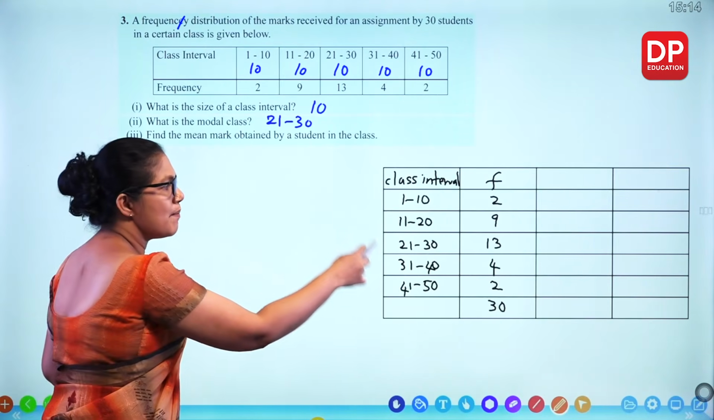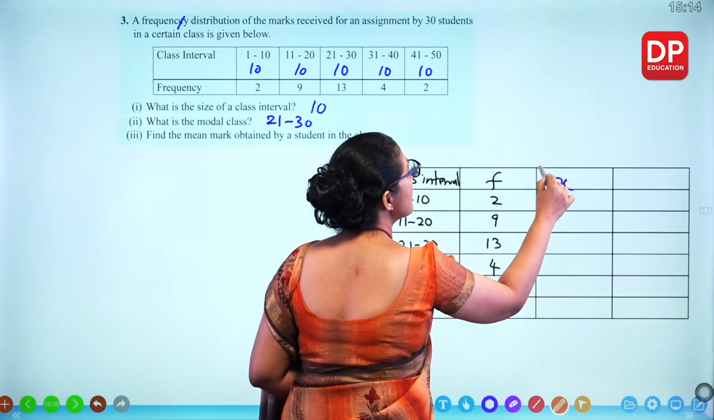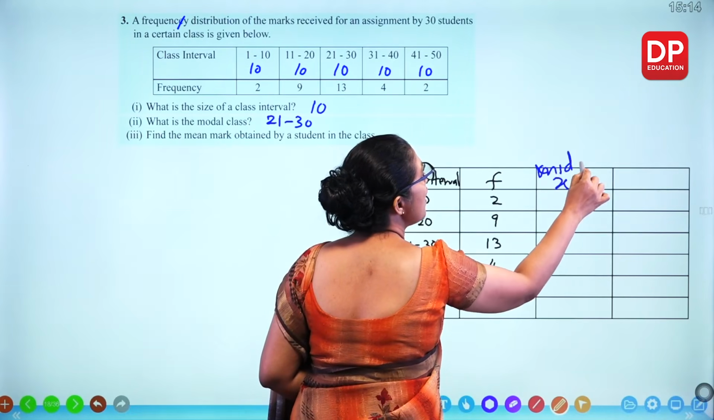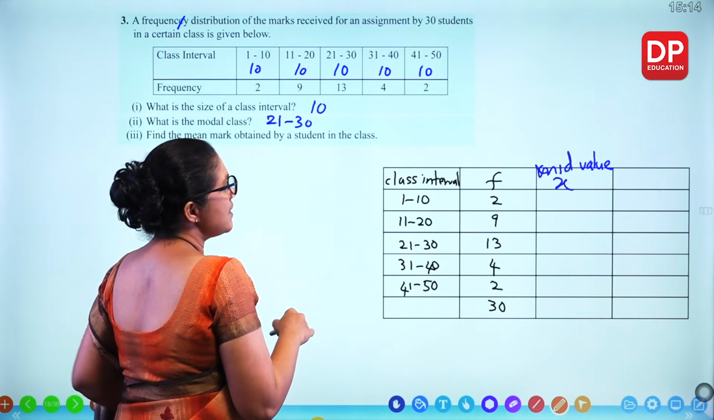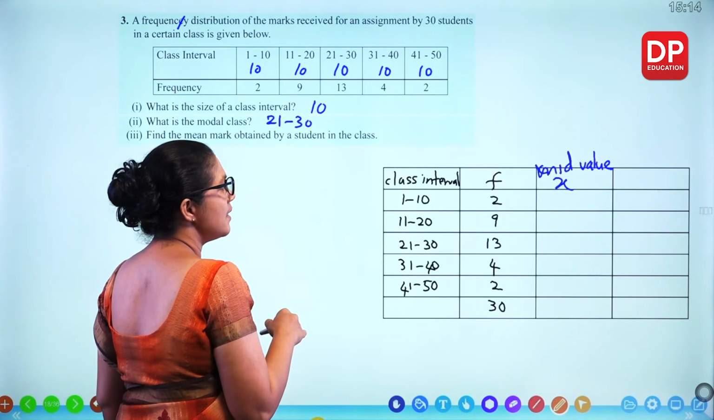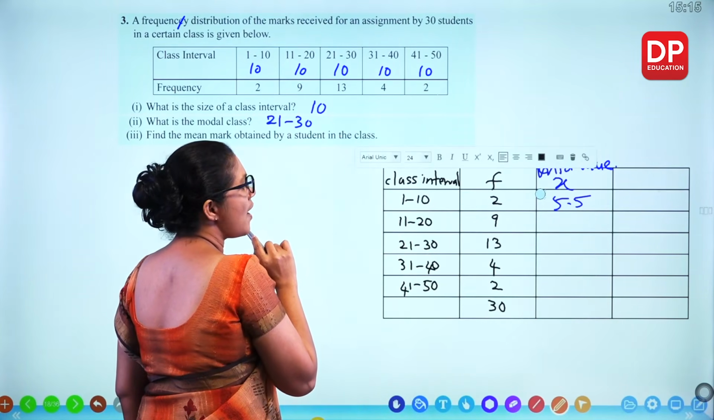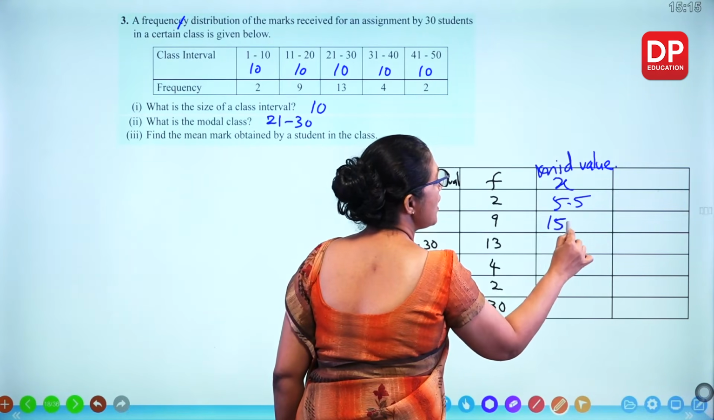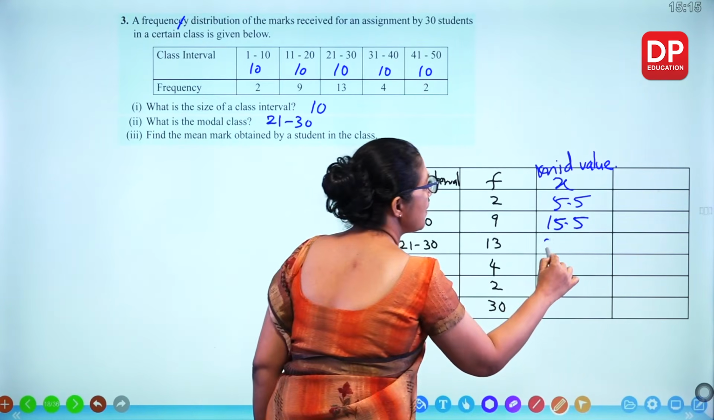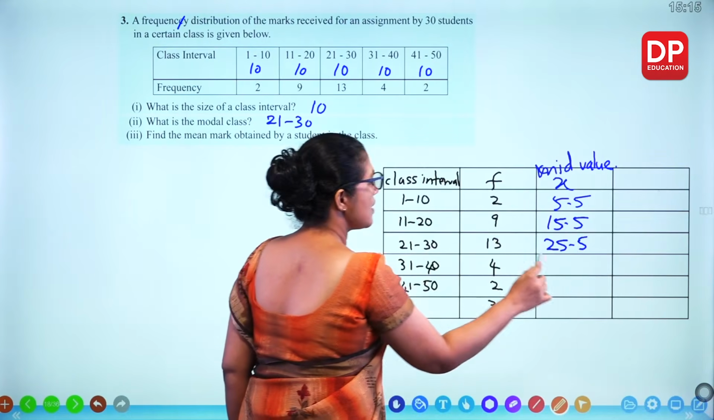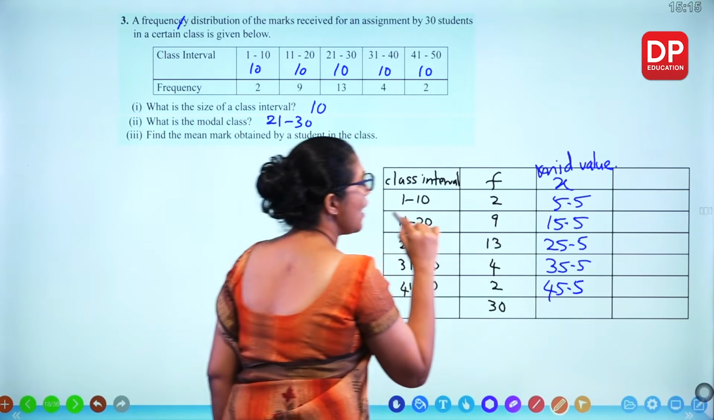So you have to arrange the table like this. What's the first step? Find the class mark or mid value. Add and divide by 2. 10 plus 1, 11. Divide by 2, 5.5. 31 divided by 2, 15.5. Here you get 25.5, 35.5, 45.5. That's the mid value.